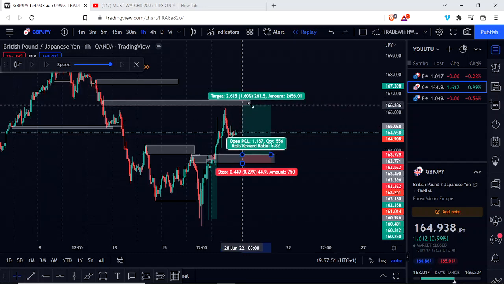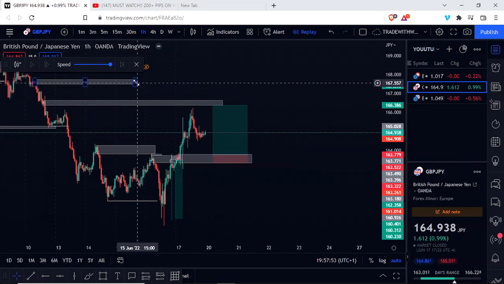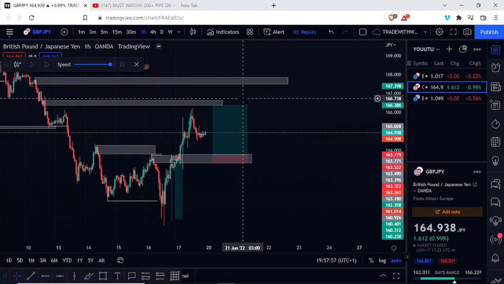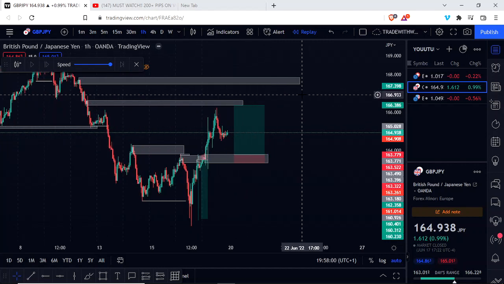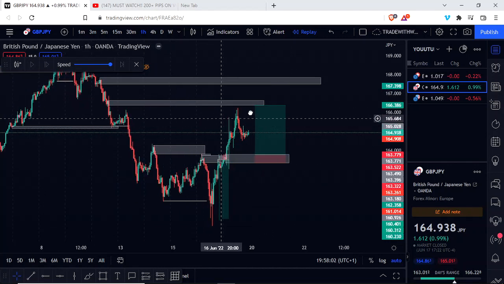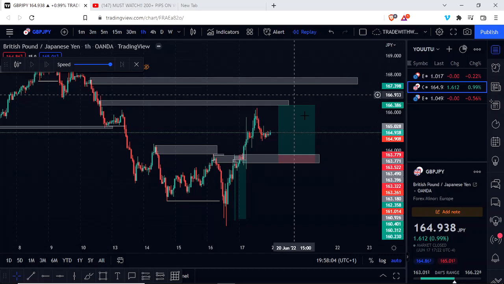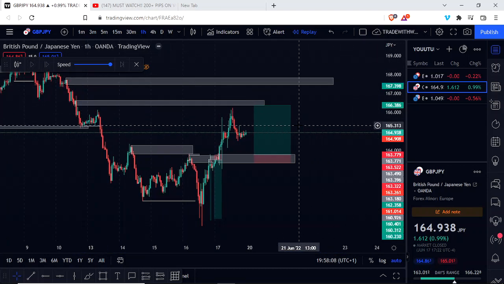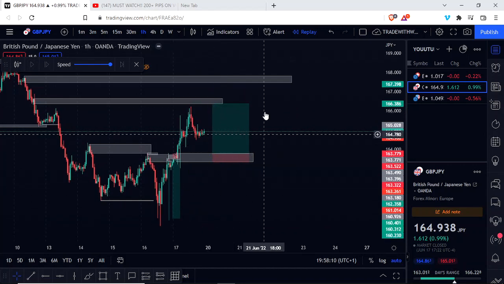Yeah, so that'll be my first target area, and probably this zone. So we have two zones to sell and one zone to buy. But overall, I'm very bullish, so I wouldn't like to take sales. But still, if you get entries there, then there's no problem. It's fine.